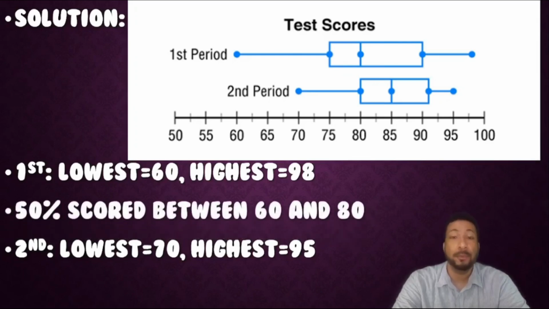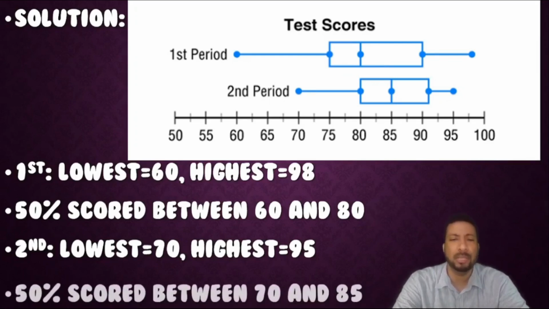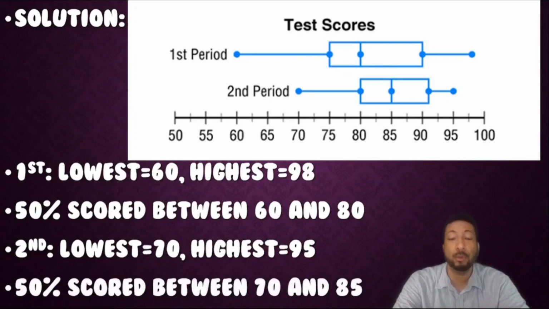We can say that 50% of the first period class scored between 60 and 80 points, right? From the lowest value up to the median for the first period class, which is at 80, 50% of them scored between 60 and 80. Meanwhile, for the second period class, 50% of the class scored between 70 and 85. So the bottom half of the first period class went from 60 up to 80. Meanwhile, the bottom half of the second period class went from 70 up to 85.